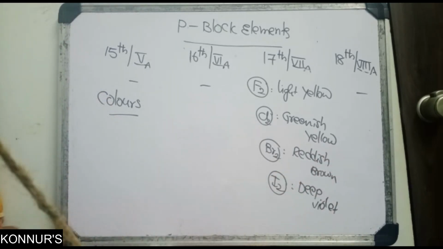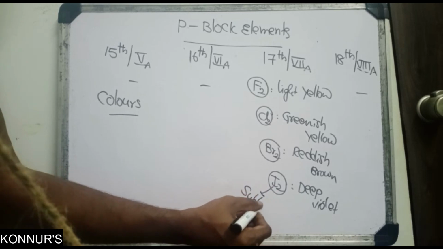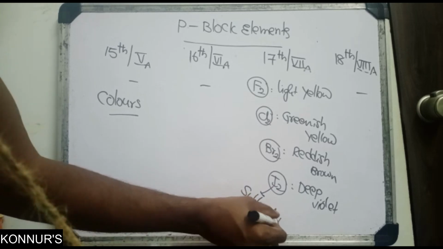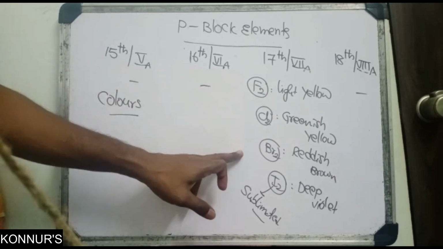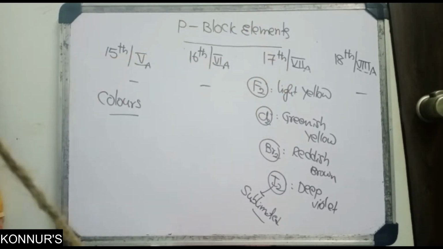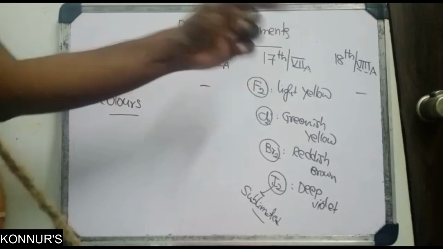Next, always see iodine. It is a sublimating compound. See, these are special color properties. The 17th group only shows them, the majority. Other groups are not showing. So these are the physical properties of all the four groups of p block elements.